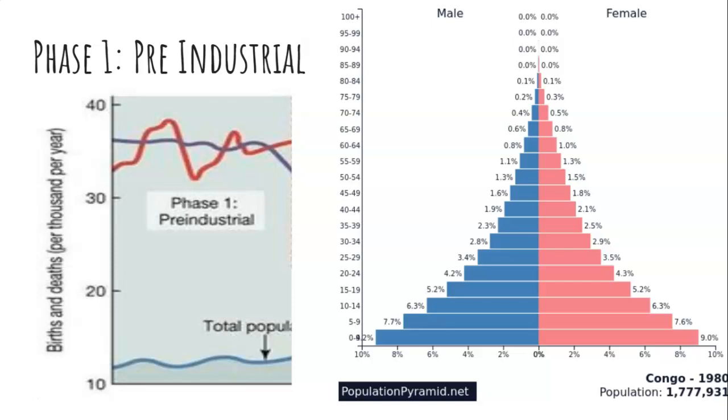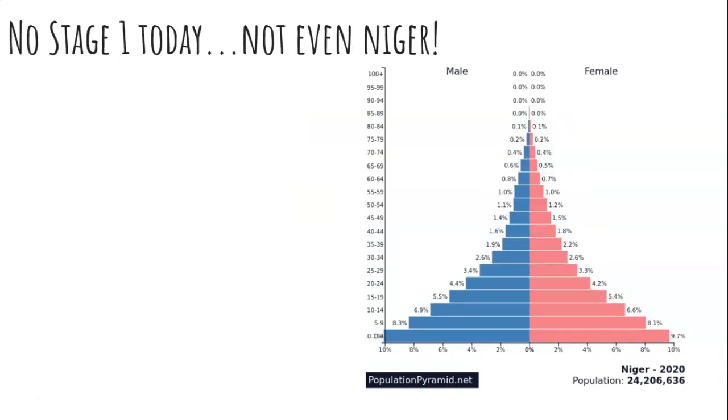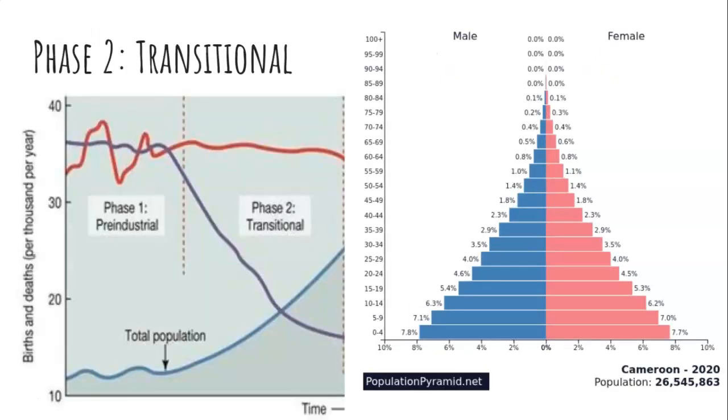All right. So in the modern day sense, there are no stage 1 countries left today. Even a country like Niger, which has a very high birth rate, very high fertility, and low life expectancy, is not in stage 1 any longer. They have moved beyond stage 1 into our next stage, which we call stage 2, which is a transitional phase.